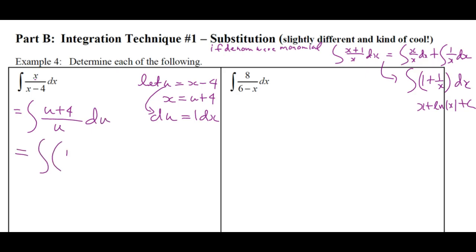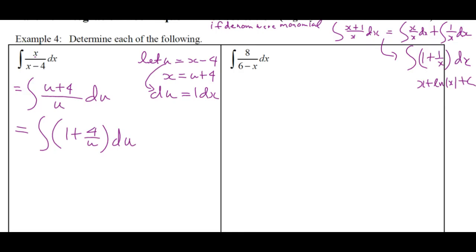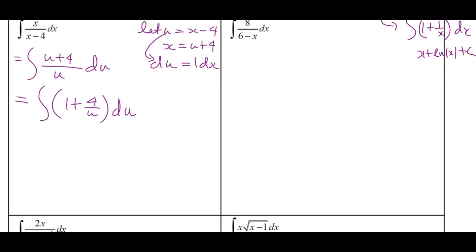So we do the integral. If you like the one step, it'll be the integral of 1 plus 4 over u, du. We're just dividing, or you can split it up into the sum of two different integrals: the integral of u over u plus the integral of 4 over u. Your choice. And what's that? Well, it's just u plus 4 times the ln of u. And when I say the ln of u, I of course mean the absolute value, plus c.